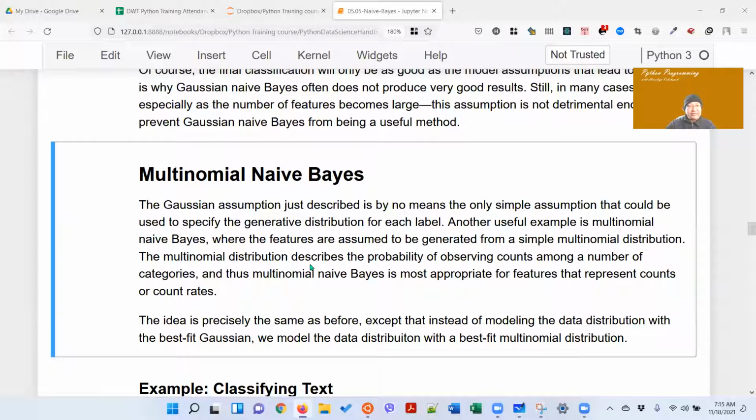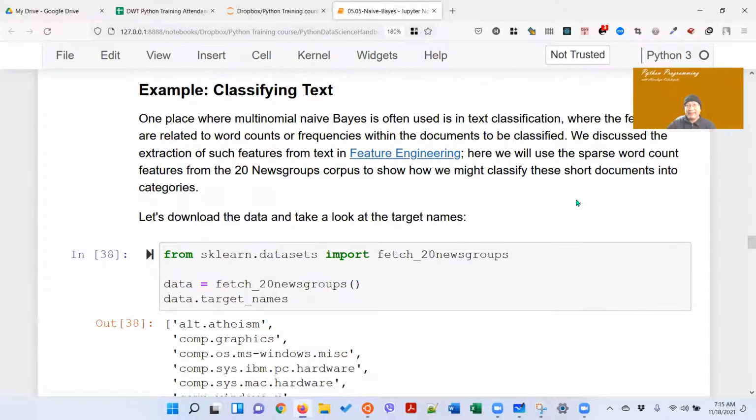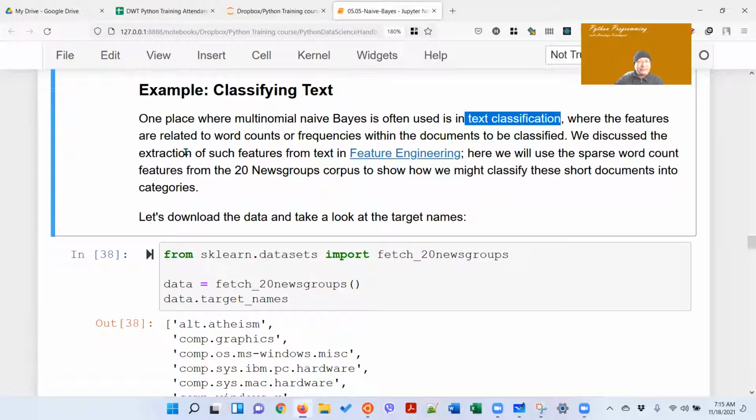Okay, so the multinomial distribution describes the probability of observing counts among a number of categories, more than two, of course. So multinomial naive Bayes is the most appropriate for features that represent counts or count rates. Let's look at this example of classifying text. One place where multinomial naive Bayes is often used is in text classification, where the features are related to word counts or frequencies within the document to be classified.